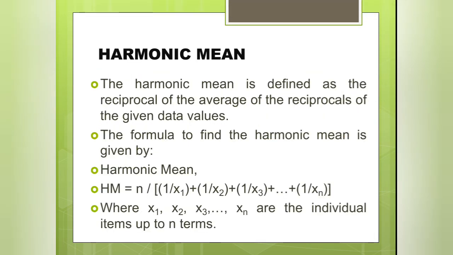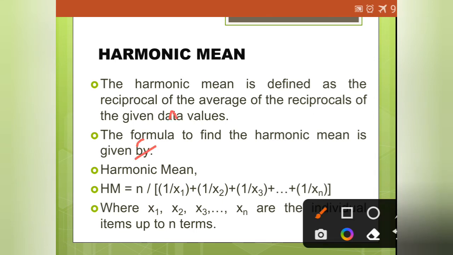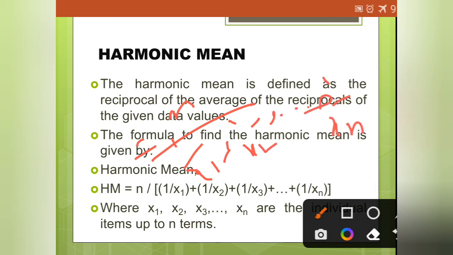Now harmonic mean. Harmonic mean is defined as the reciprocal of the average of the reciprocals of the given data values, and it is the opposite of arithmetic mean. The formula to find the harmonic mean is n divided by 1 over x1 plus 1 over x2 plus and so on plus 1 over xn, where x1, x2, xn are the individual items up to n terms.